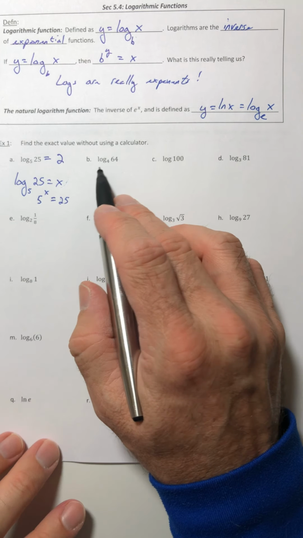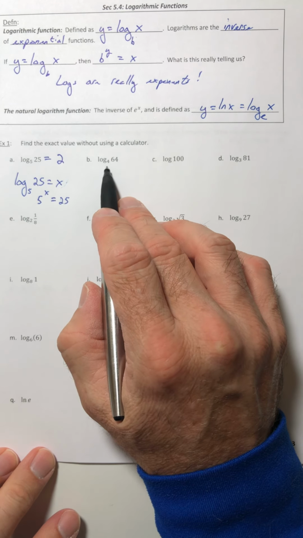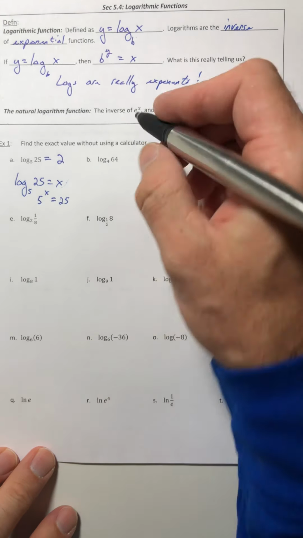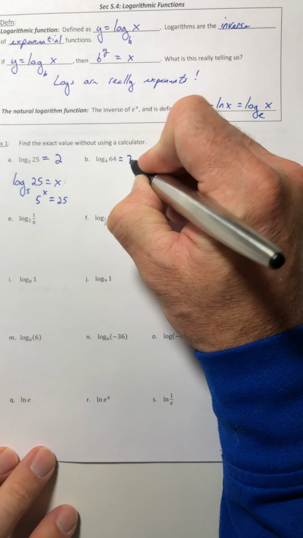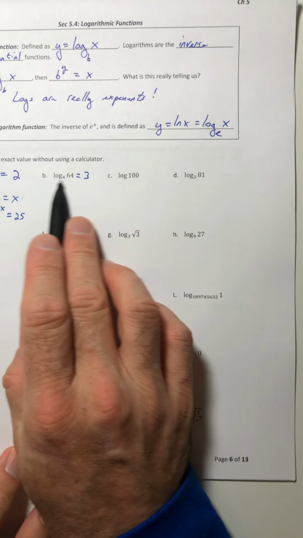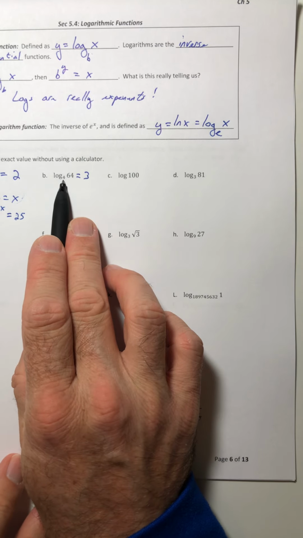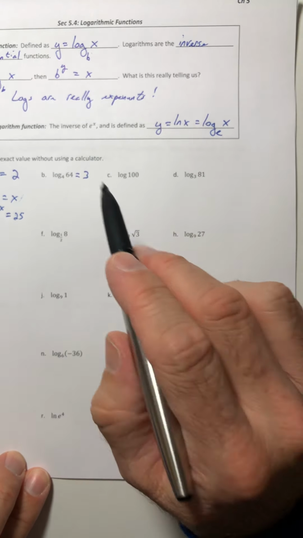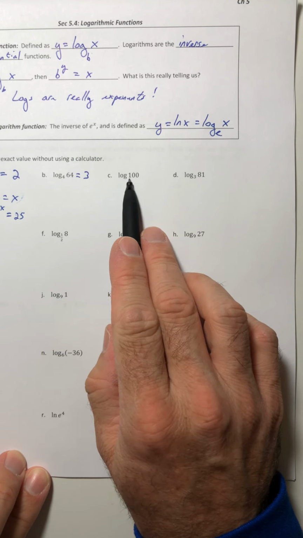Okay, let's look at this next one. Log base 4 of 64. So what exponent does the 4 need to give me a 64? Needs a 3. All right, and that's pretty much how I'm going to do most of these, is just trying to figure out what exponent I need, except for a couple of the trickier ones. Okay, so log of 100.